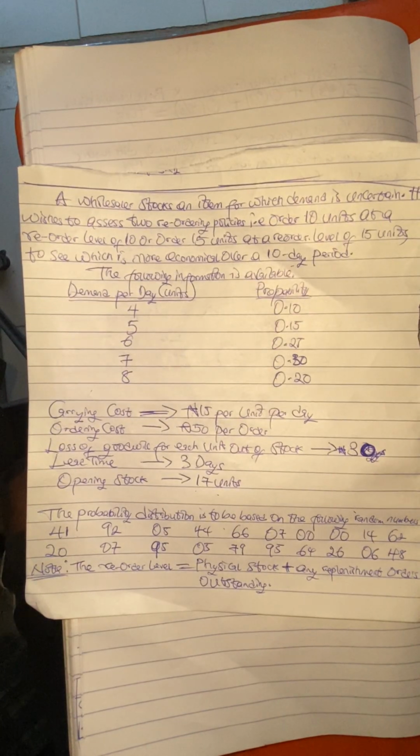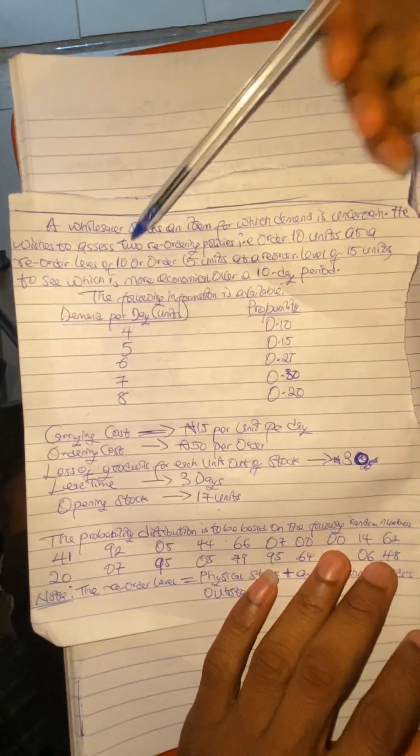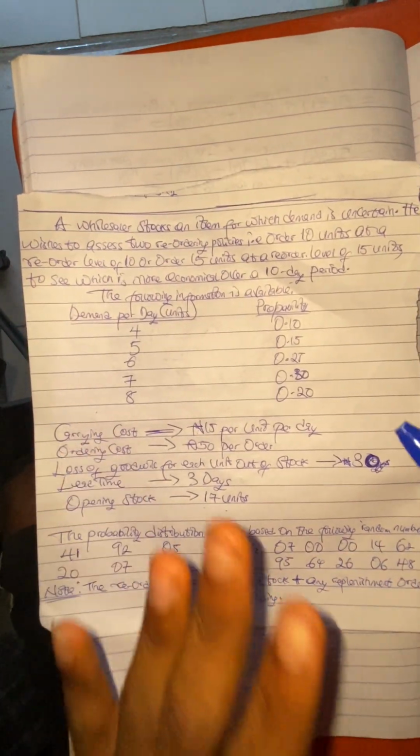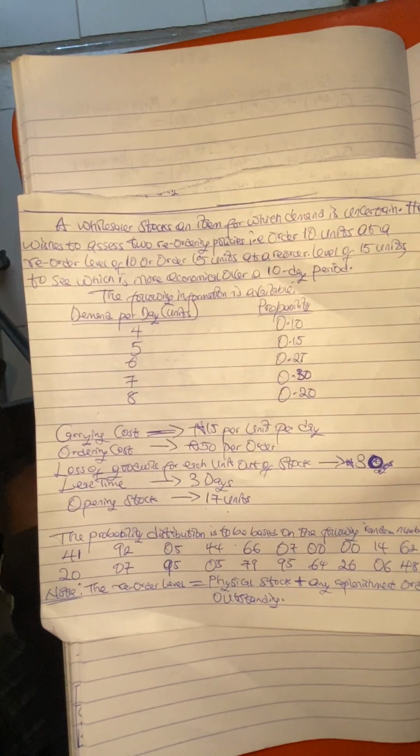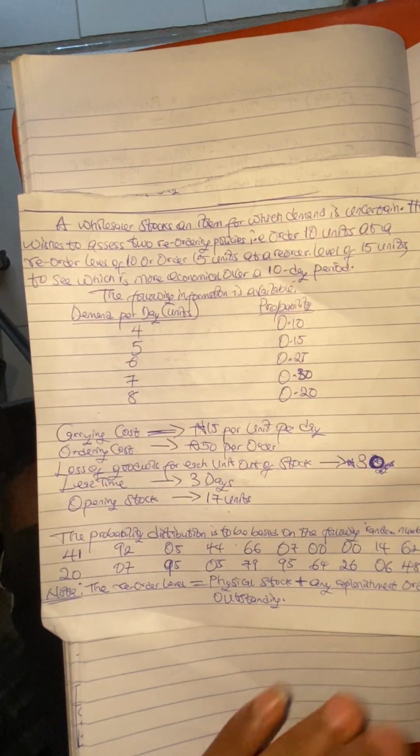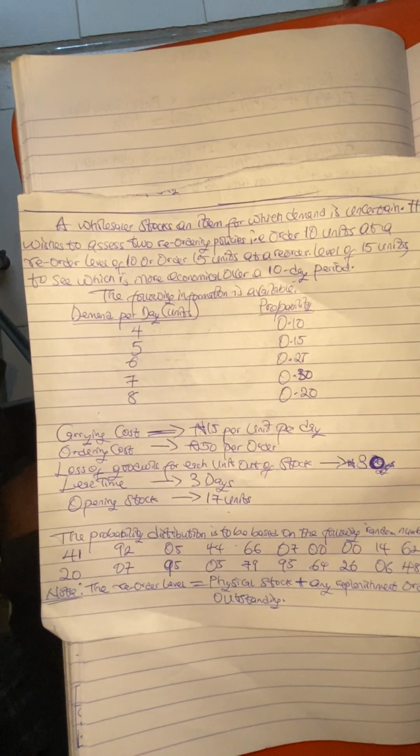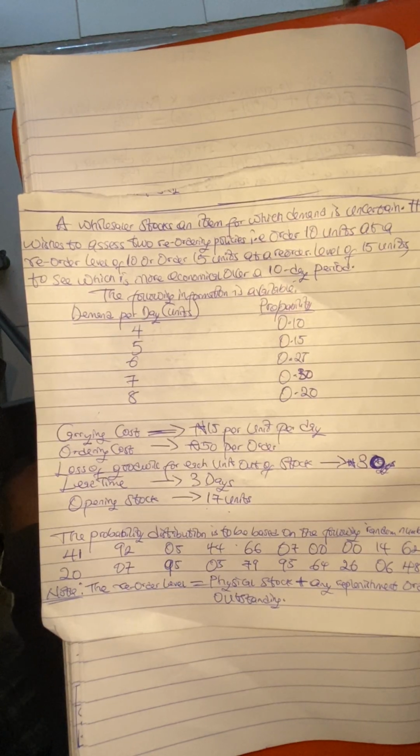You use values to assign to what you want as your outcome. All right. So now, going back to the question, a wholesaler stocks an item. From this first line, it's saying that a wholesaler is considering two reordering policies. Now, what do you mean by reordering policy?